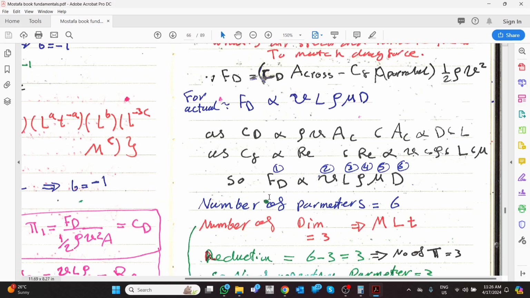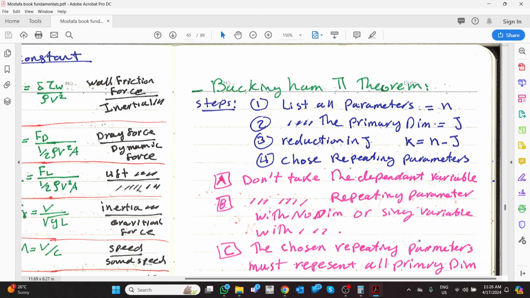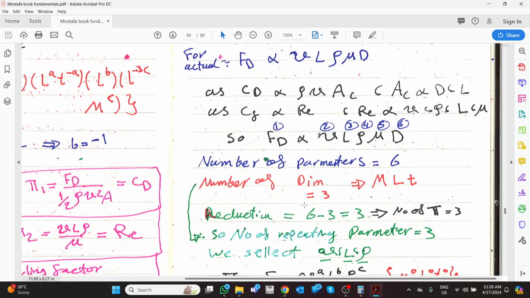Okay, now based on this, the primary parameter, which I am always targeting for dynamic analysis, is a function of all of these parameters. So let's go to the steps. Step number one, how many parameters do we have? 1, 2, 3, 4, 5, 6. We have 6 parameters.